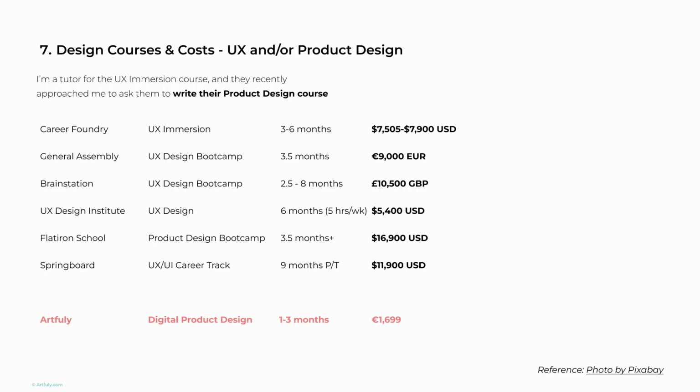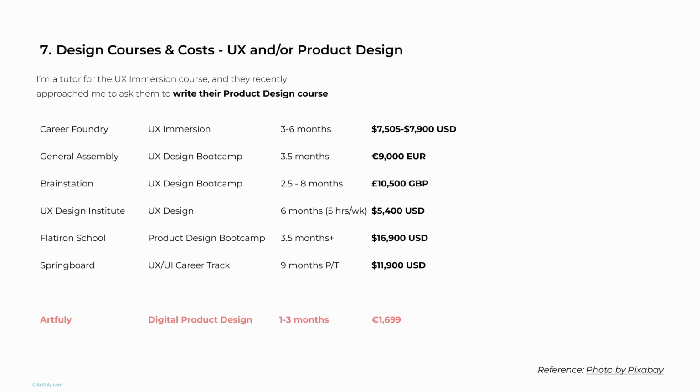Talking about UX and product design courses, you can lump these together essentially under a course that takes you through the design thinking process. That process being where you do your research, you create your concept, clickable prototypes, wireframes, and then you test that concept. That essentially, in a nutshell, is the design thinking process. So these are the typical costs. Career Foundry, again, 3 to 6 months, similar price as the UI course. General Assembly, €9,000. BrainStation, £10,500.